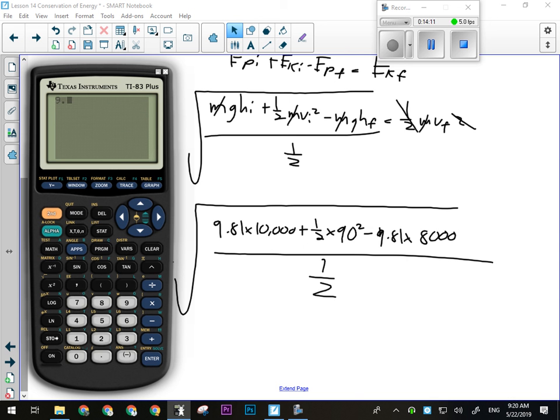So we'll have 9.81 times 10,000, plus 0.5 times 90 squared, minus 9.81 times 8,000, divided by 1/2, square rooted. All right, so he would be falling at 217.6 meters per second. That's fast.